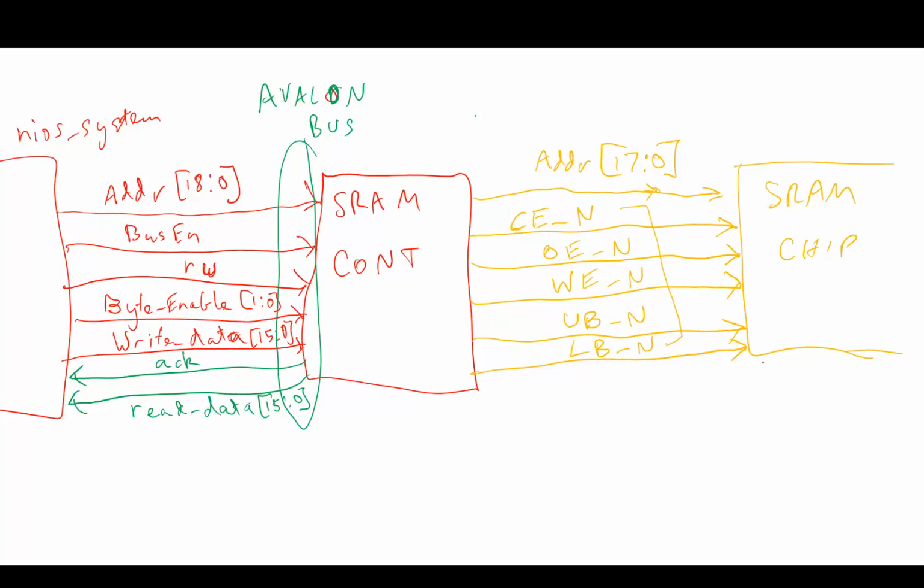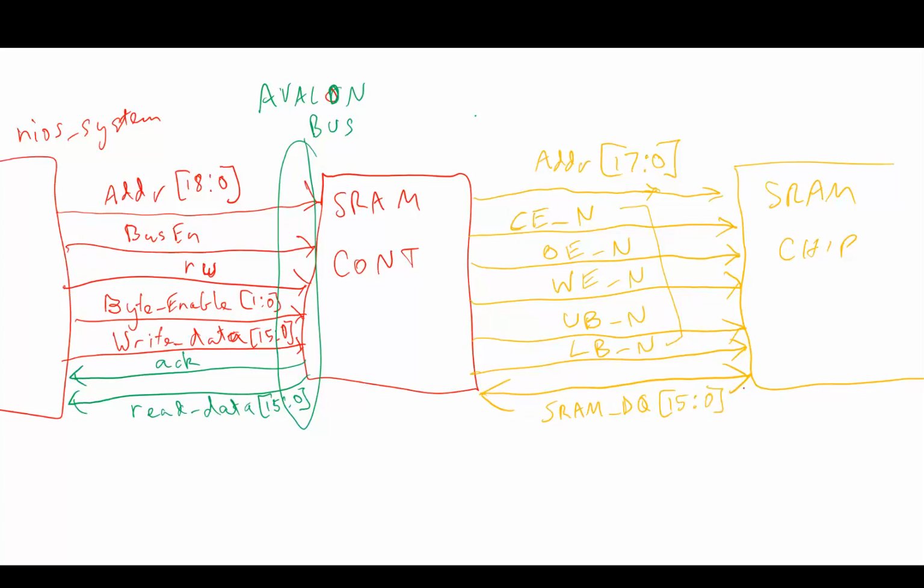Now the only other signal that's left in the SRAM chip is the SRAM DQ. Now this is different to the Avalon bus in that it is a bidirectional line. Okay, so it goes both ways. So that's 15 to 0 as well.